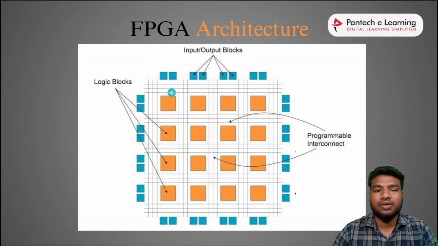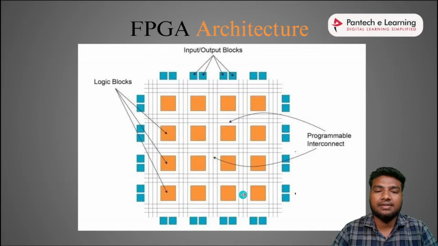They give the output, and then for connecting the CLBs and the IO input output blocks, we use programmable interconnect wires.